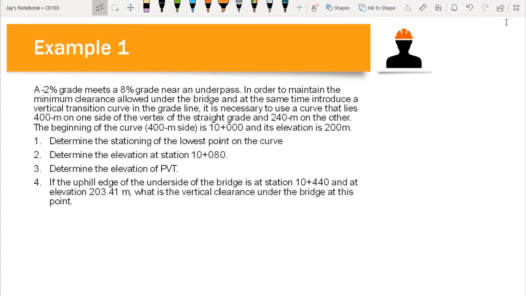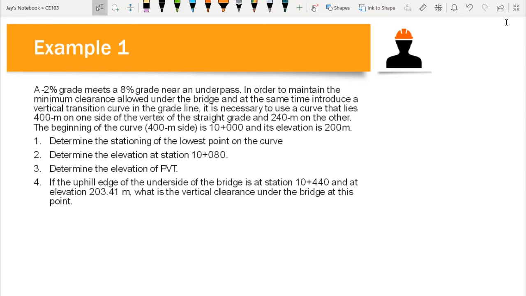The first question is to determine the stationing of the lowest point of the curve. The second is to determine the elevation of station 10+080. Then determine the elevation of PVT. And lastly, if the uphill edge of the underside of the bridge is at station 10+440 and at elevation 203.41 meters, what is the vertical clearance under the bridge at this point? Okay, so the first thing we do here is, of course, we draw the curve based on the given data.